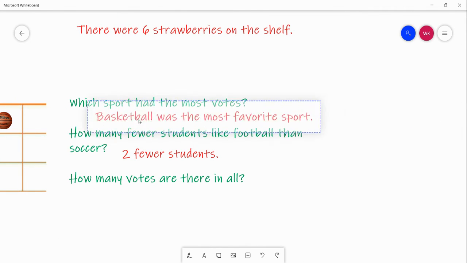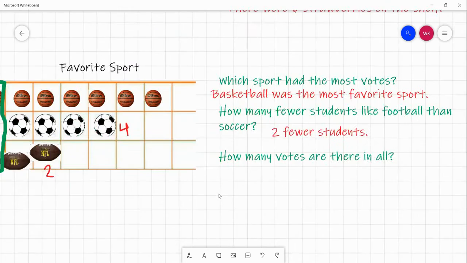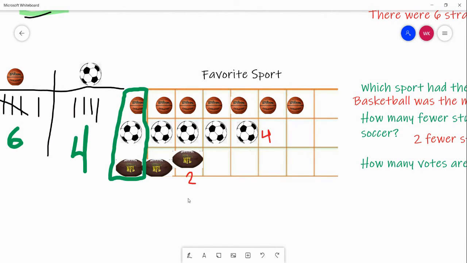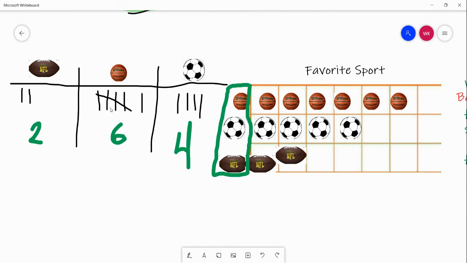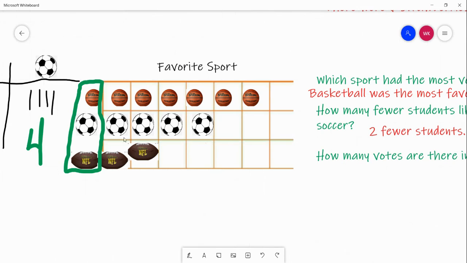And then my last question to you guys is, how many votes are there in all? So when you're trying to figure out how many votes there are in all, you can either look at your tally chart. You can see how many votes there are by counting up the tally marks, which we can do. So we have 1, 2, 3, 4, 5, 6, 7, 8, 9, 10, 11, 12. So we have 12, or you could look at the pictures. You could count the pictures. 1, 2, 3, 4, 5, 6, 7, 8, 9, 10, 11, 12.